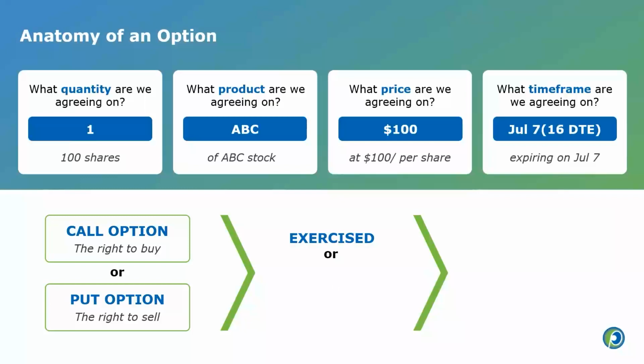Now, there's really three outcomes that can happen once you purchase an option. The first outcome is that it could get exercised. This is when the option holder executes on his or her right to follow the terms of the contract. So like I said, a call option allows you the right to buy, and a put option allows you the right to sell.